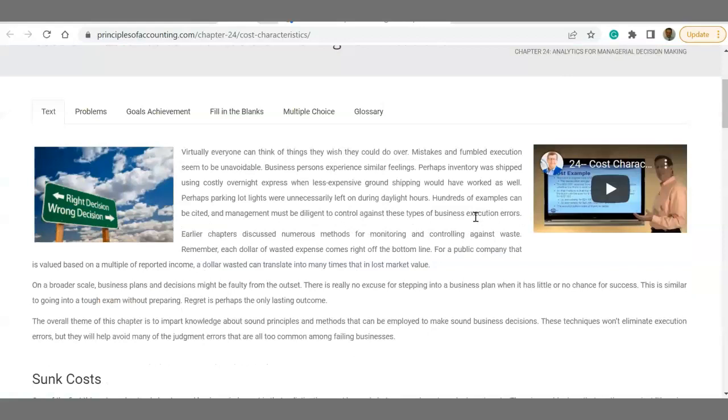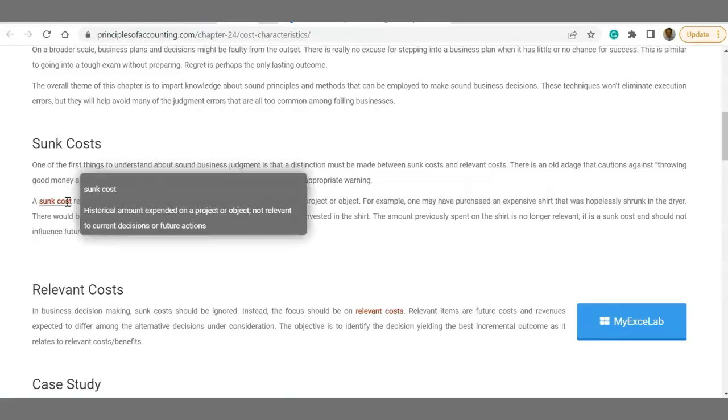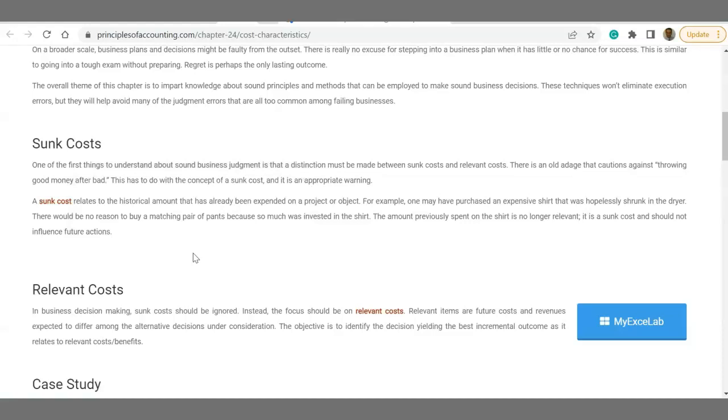Okay, so let's see. We know what sunk cost is, right? It's a historical amount expended already on a project previously. It's not relevant anymore to the current situation for making any decision. It's something that happened already, and you don't need to think about it that much. Let's say you bought an equipment previously, it was very expensive, or it was not good, or okay, but that's past. It's a sunk cost.